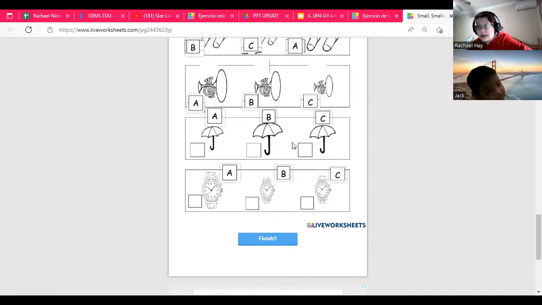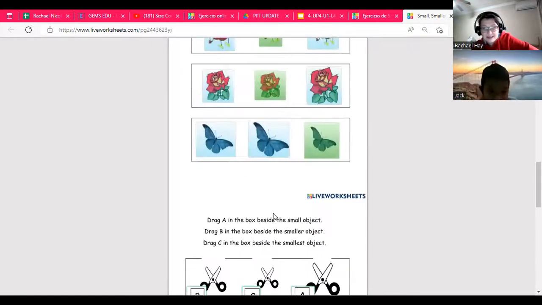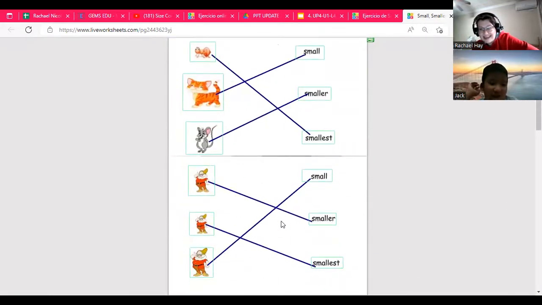And which one is smaller? Three. Which one is smallest? One. Good. And which one is small? Two. Which one is smaller? Three. Which one is small? One. Good. And which one is smallest? Let's see. Check my answers. There you go. Ding, ding, ding.